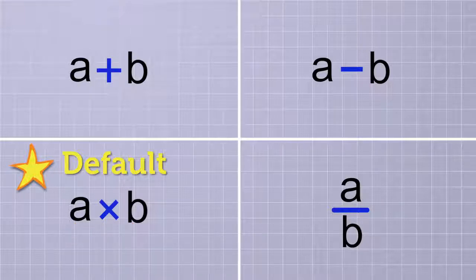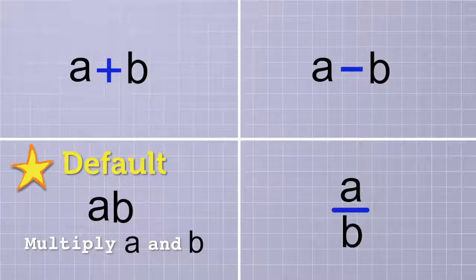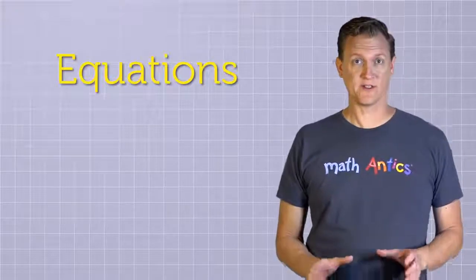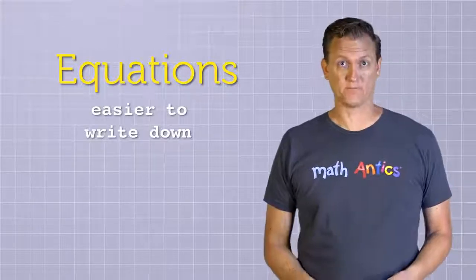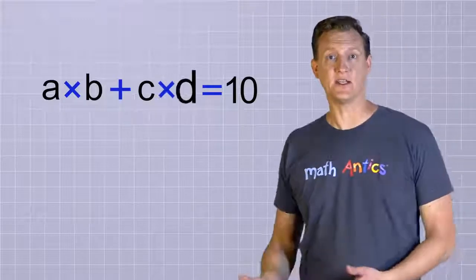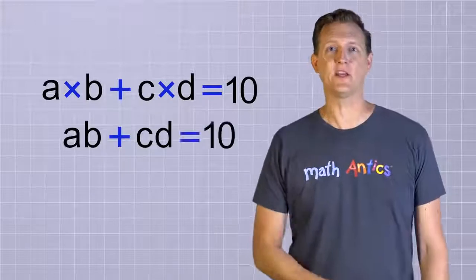For example, instead of writing a times b, you can leave out the times symbol and just write ab. Since no operation is shown between these two symbols, you know that you're supposed to multiply a and b. Of course, you can't actually multiply a and b until you figure out what numbers they stand for. The advantage of this rule about multiplication is that it makes many algebraic equations less cluttered and easier to write down. For example, instead of this, a times b plus c times d equals 10, you could just write ab plus cd equals 10.